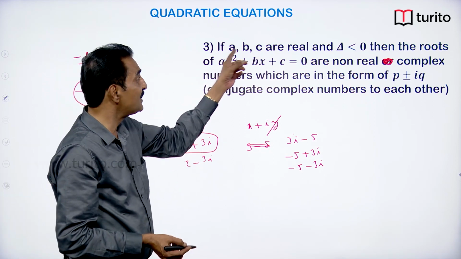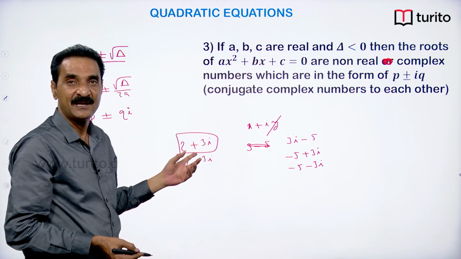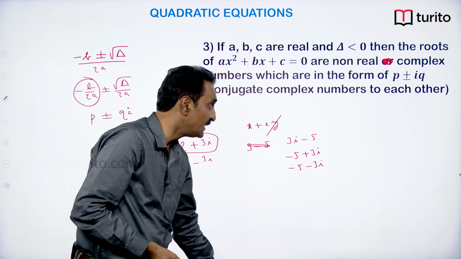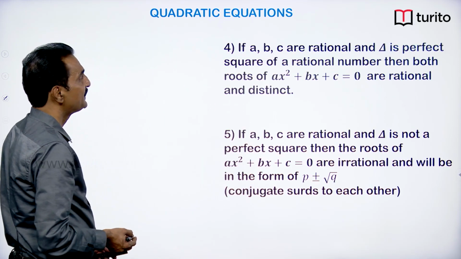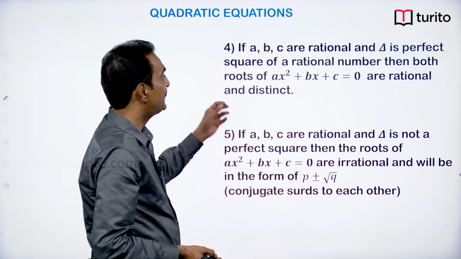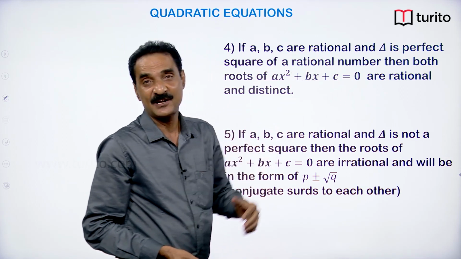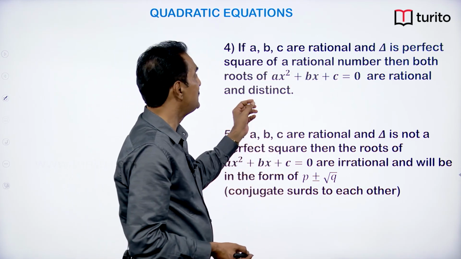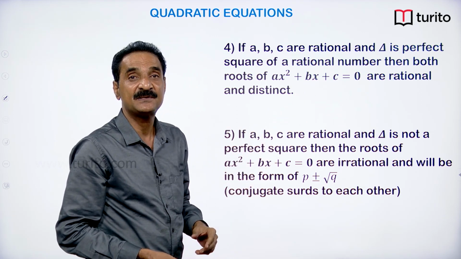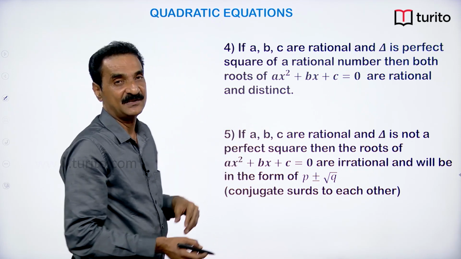When the coefficients are not real, then even if one root is 2 plus 3i, the other root need not be its conjugate. Okay. Next point, if a, b, c are rational and delta is a perfect square of a rational number, then both the roots of the quadratic equation ax square plus bx plus c is equal to 0 will be rational and distinct.